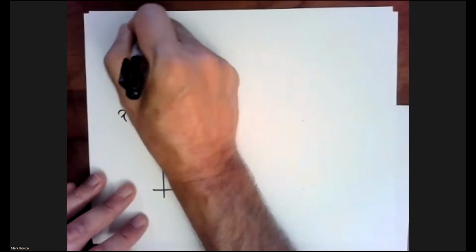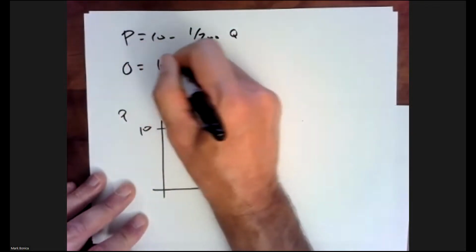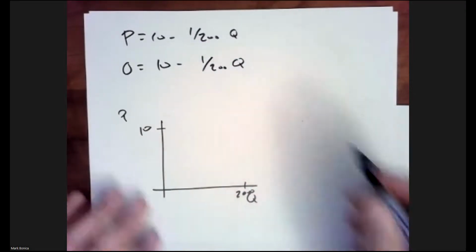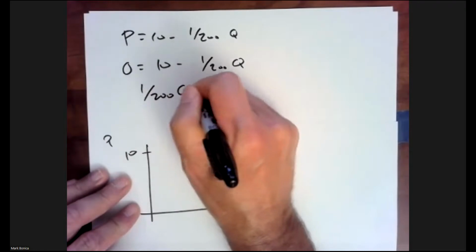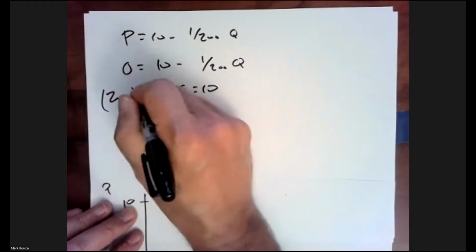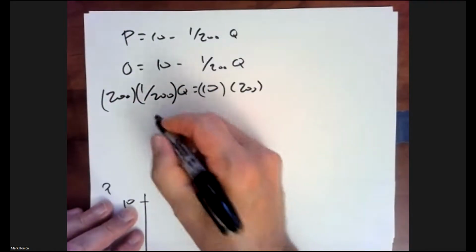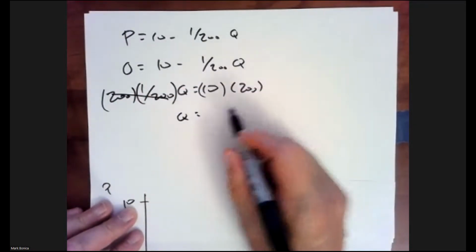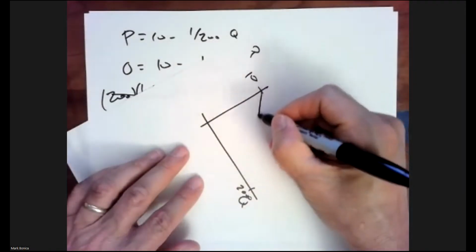Now I'm going to set P equal to 0. So if I have P equals 10 minus 1 over 200 Q, and I set P equal to 0, I get 10 minus 1 over 200 Q. I add 1 over 200 Q to both sides. Then I multiply both sides by 200. That cancels, and I get Q equals 10 times 200, which is 2,000. Now I can draw a straight line connecting those two. That's my demand curve.